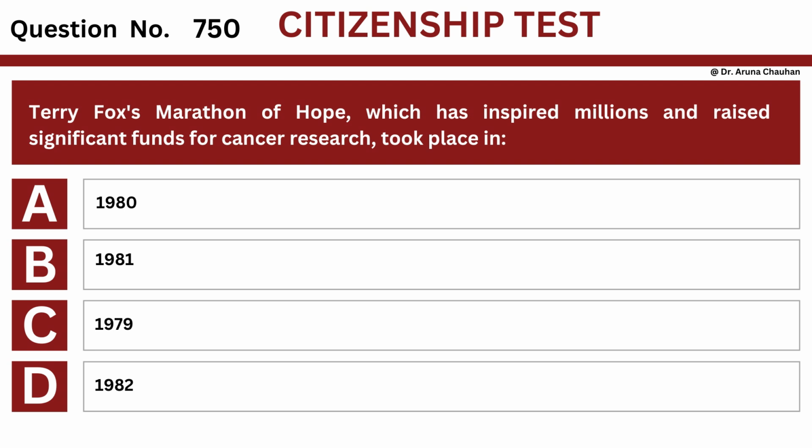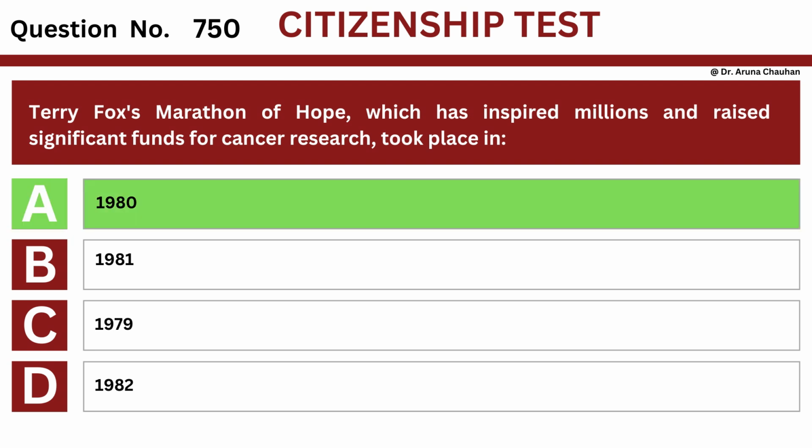Question number 750. Question: Terry Fox's Marathon of Hope, which has inspired millions and raised significant funds for cancer research, took place in Option A, 1980, Option B, 1981, Option C, 1979, Option D, 1982. The answer is option A, 1980.